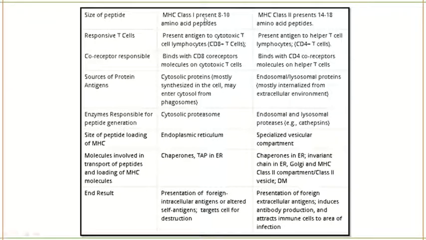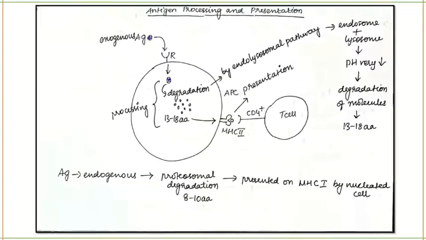Size of the peptide for MHC class 1 is 8 to 10 amino acids. For MHC class 2 it is 13 to 18 amino acids. MHC1 is responsive to TC cells and MHC2 will be presenting its antigens to T helper cells. Okay. That is all the important things you guys have to know.